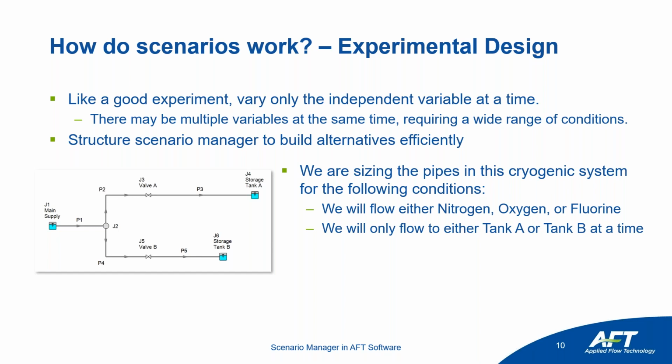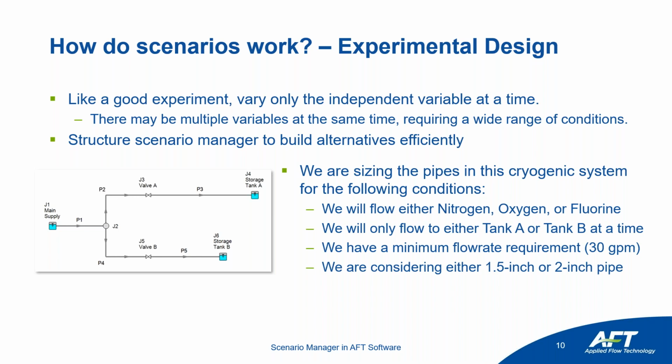We will only flow to either tank A or tank B at a time. So that means that we're flowing nitrogen, oxygen, and fluorine to tank A. Those are 3 of our cases. And then nitrogen, oxygen, and fluorine to tank B. Those are another 3 cases. We have a minimum flow rate requirement, so that's how we're going to be evaluating these different cases. And we want to consider either 1.5 inch or 2 inch pipes. So for our 3 fluids with flow to tank A, our 3 fluids for flow to tank B, we now have to do that assessment for both 1.5 inch and 2 inch pipe.